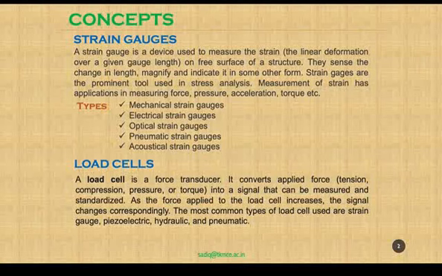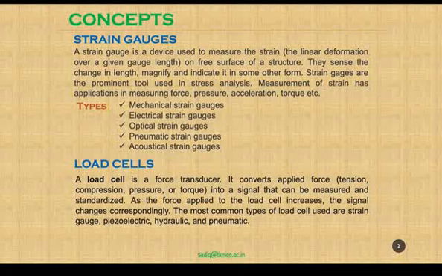Strain gauges are devices used to measure strain. That means the linear deformation over a gauge length. These are generally fitted on free surfaces. When the surface undergoes a strain, the strain will be transferred to the strain gauge. They sense the change in length, magnify and indicate it in some form. Strain gauges are the prominent tools used in stress analysis. Measurement of strain has applications in measuring forces, pressure, acceleration, torque, etc.